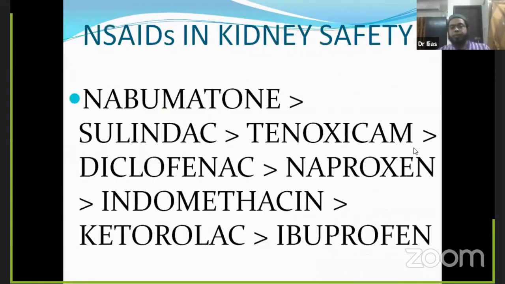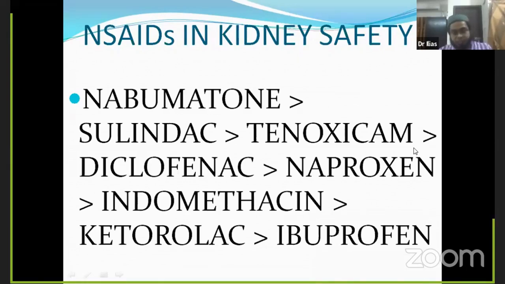So you see, here I mentioned the NSAIDs and kidney safety. Whenever a patient comes to us with chronic intake of NSAIDs, in that case, we must be attentive. We must be concerned with kidney safety. Otherwise, we may put the patient into more danger by prescribing the NSAID. Okay. So far, nabumetone and sulindac are the safer NSAIDs in kidney disease of stage 3.